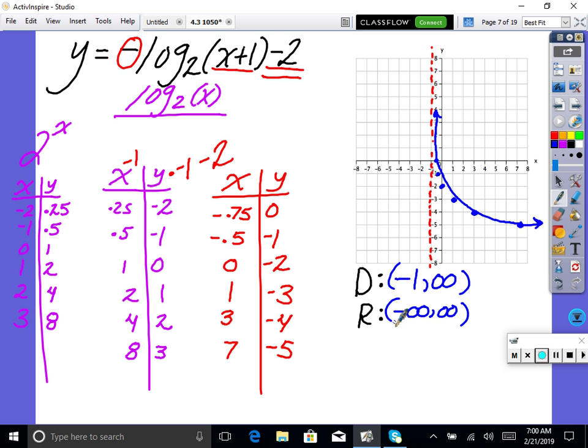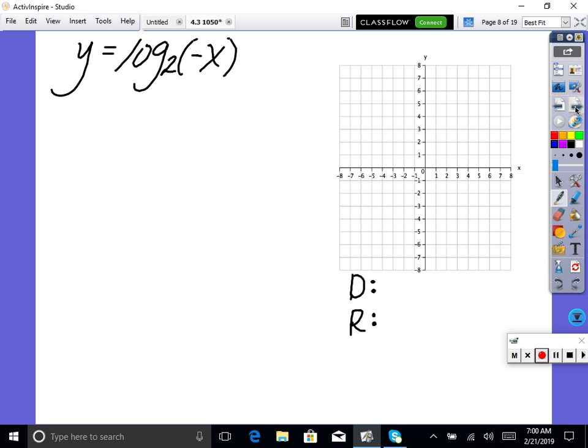All right. So do you guys feel pretty confident graphing a shifted logarithm? Okay. We don't have to do this one if you don't want. It's up to you guys. This is a reflection over the y-axis. Okay, so let's just talk about the steps. What steps would we take?